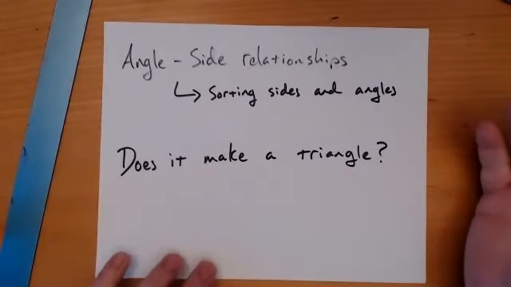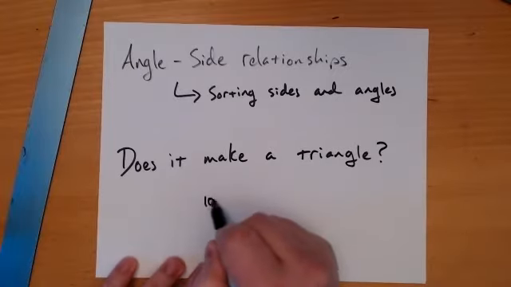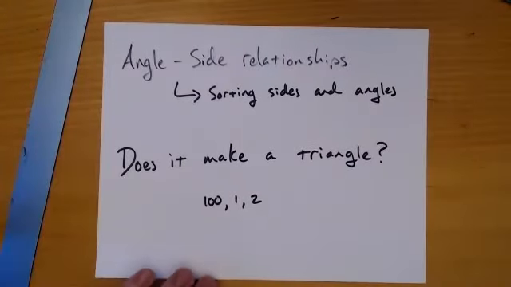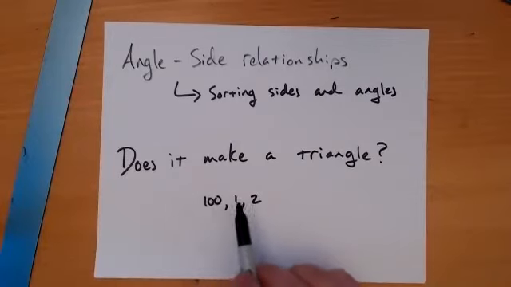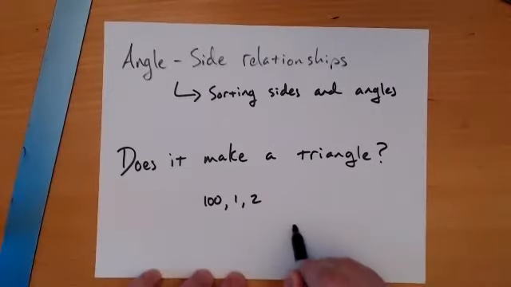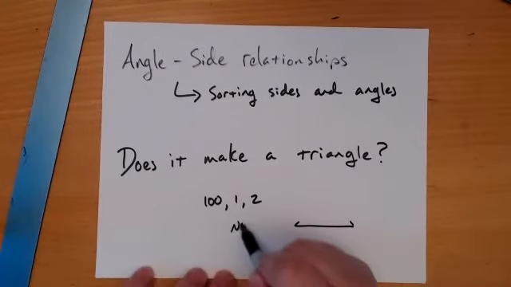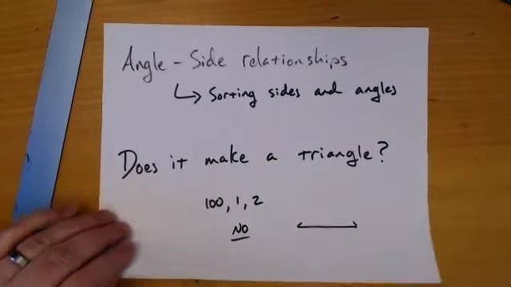And just to give you a preview of what I'm talking about, let's say I had three segments and they were 100 units long, 1 unit long, and 2 units long. If I tried to make a triangle out of this giant piece and these two little pieces, do you think it would actually make a triangle? Think about that. 100 and 1 and 2. That's not going to make a triangle, right? So we're going to find out what it takes to make a triangle. So this one is a no. And we'll find out the rules when we get to it. It's pretty easy. All you're doing is adding and subtracting a couple of numbers. All right, so let's get to it.